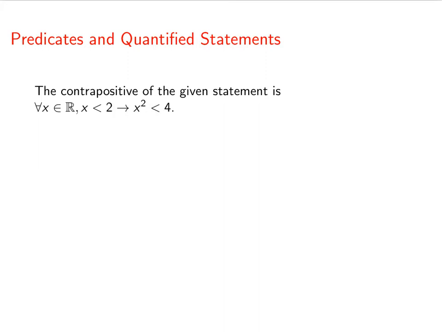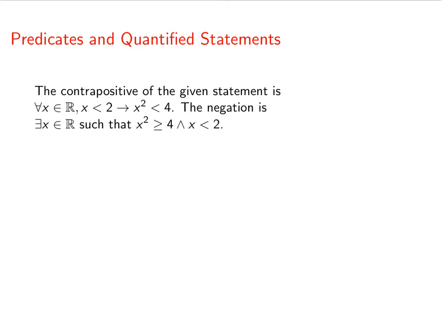The contrapositive is, for all x in the reals, x less than 2 implies x squared is less than 4. And the negation will be, there exists x in the reals such that x squared is bigger than or equal to 4 and x is less than 2.